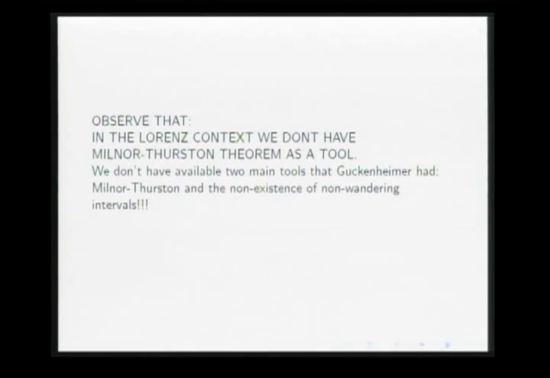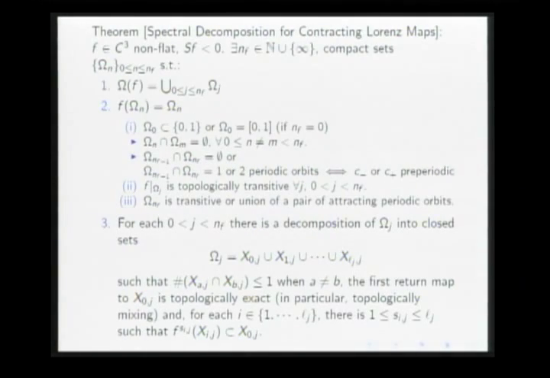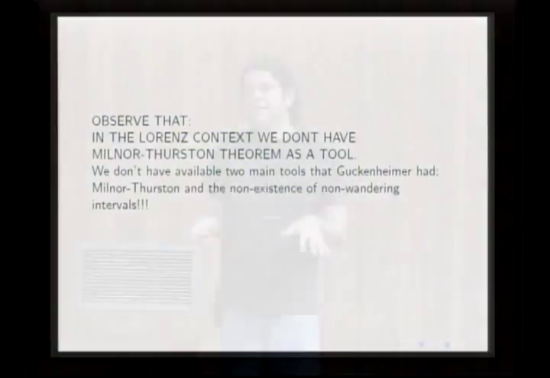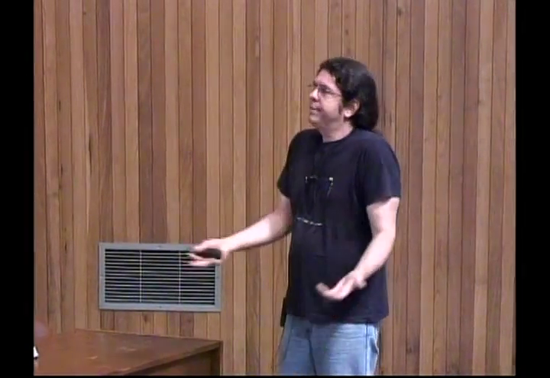Of course, we have to search for the kind of tools because we do not have Milnor-Thurston. So we have to have another kind of strategy to build the possibility of the attractors. And the kind of strategy I used to get them also gave me the possibility of having this following result that is a kind of spectral decomposition for this kind of maps.